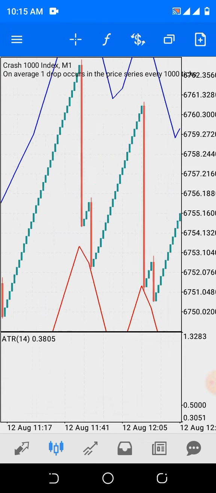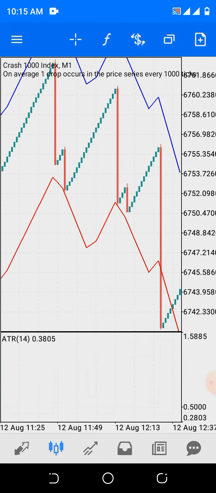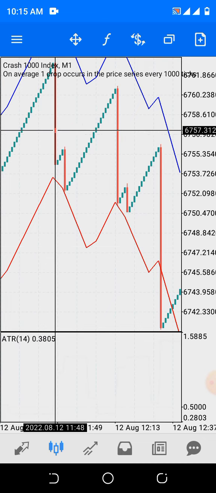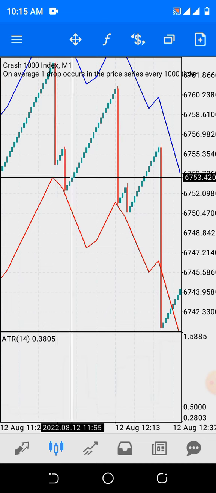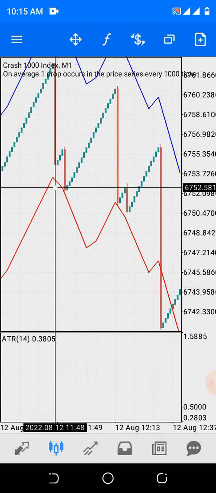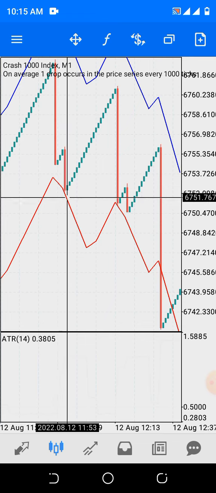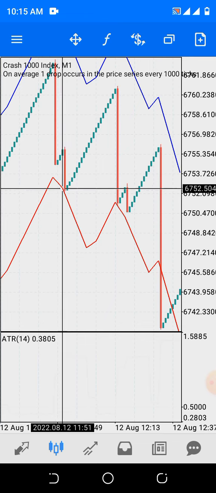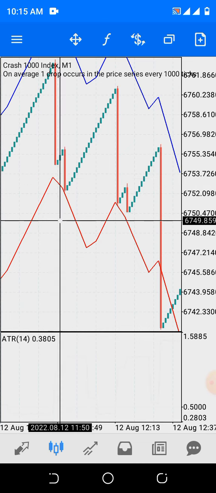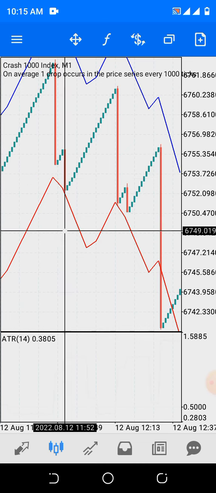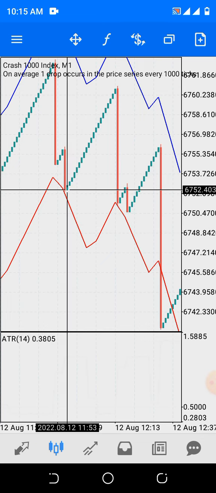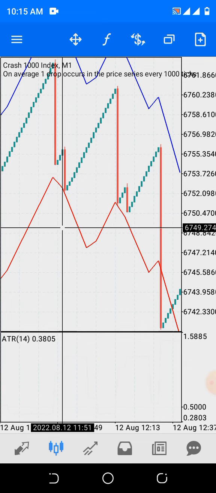This particular spark does not touch this red line, so we don't take it. This is the spark that touched the red line. Either it touches the red line or the spark crosses the red line, both are the same. If it touches it and the green candle begins to appear, you take it, or if it crosses it and the green candle begins to appear, you take it. Do you understand?